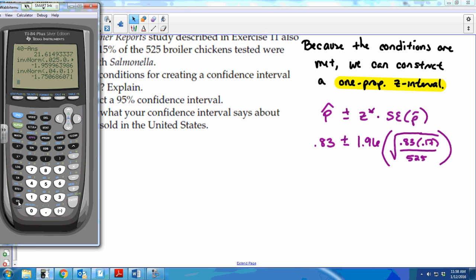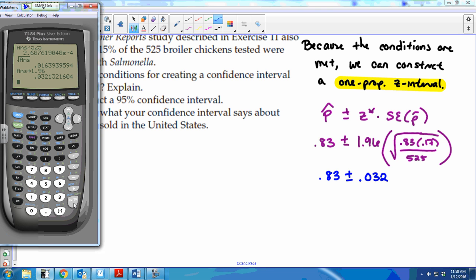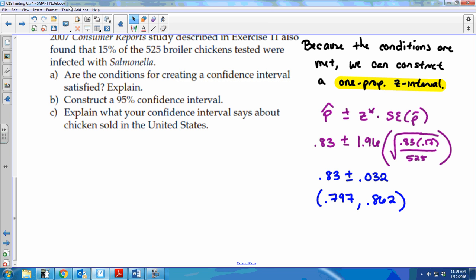All right, so I got 0.83 times 0.17 divided by 525. Square root of that is 0.016. I need to multiply that by 1.96. So I essentially have 0.83 plus or minus 0.032. And then for the interval, I would do 0.83 minus that and 0.83 plus that. So my interval is 0.797 or 79.7% to 0.862 or 86.2%. So that's the second step. Construct the interval. Got an interval. Check. Third step. Interpret the interval.